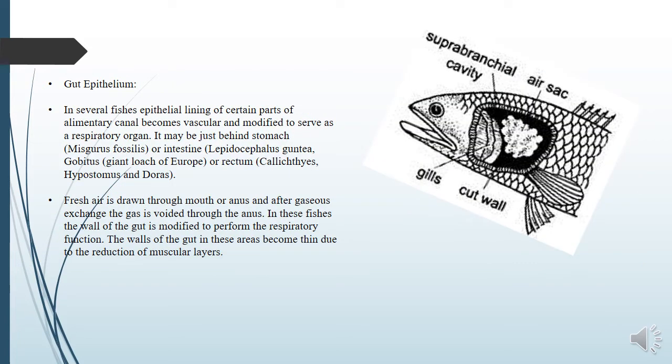Gut epithelium. In several fishes, the epithelial lining of certain parts of the alimentary canal becomes vascular and modified to serve as a respiratory organ. It may be just behind the stomach or intestine or rectum. Fresh air is drawn through the mouth or anus, and after gaseous exchange, the gas is voided through the anus. In these fishes, the wall of the gut is modified to perform the respiratory function. The wall of the gut in these areas becomes thin due to the reduction of the muscular layer.